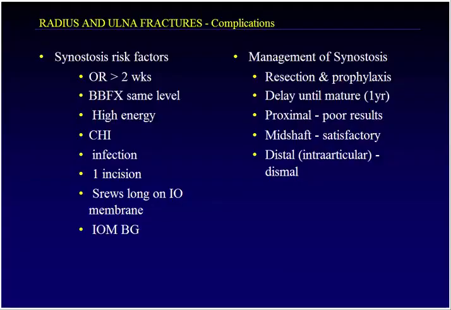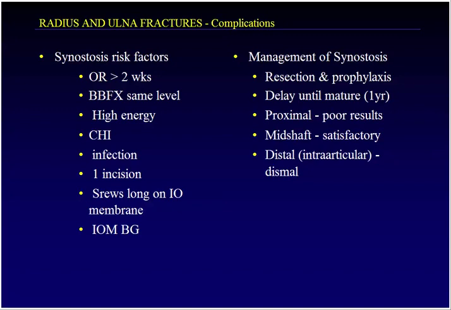Now, what about synostosis between the radius and the ulna? The risk factors for synostosis, the one that I already mentioned, is trying to fix the radius and the ulna through a single incision. Also, if your surgical treatment is delayed for any reason, if both of the bones are fractured at the same level, if they're high energy, if you have a concomitant closed head injury, if you develop an infection, if the screws are too long and penetrate through the interosseous membrane, or if you have bone grafting into the region of the interosseous membrane. Those can be risk factors.